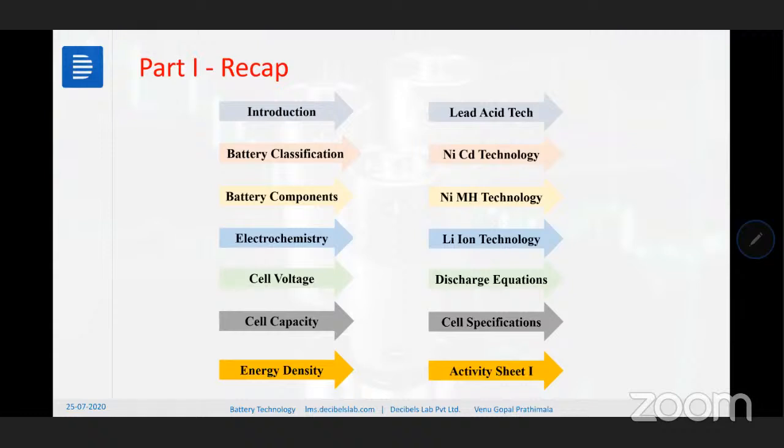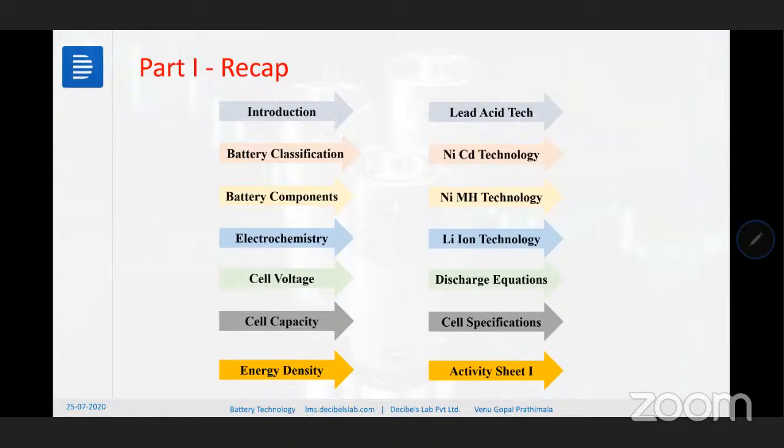Then we derived the cell capacity similarly, where we calculate the cell capacity using the formula ZF by M, where Z stands for the number of electrons participating in the chemical reaction or the redox reaction, F is Faraday's constant, and M is the molar mass of the active materials. In that way, we calculate the cell capacity of different cells. Last time we did it for the zinc chlorine cell. Then we also calculated the energy density, which is a product of cell voltage and cell capacity.